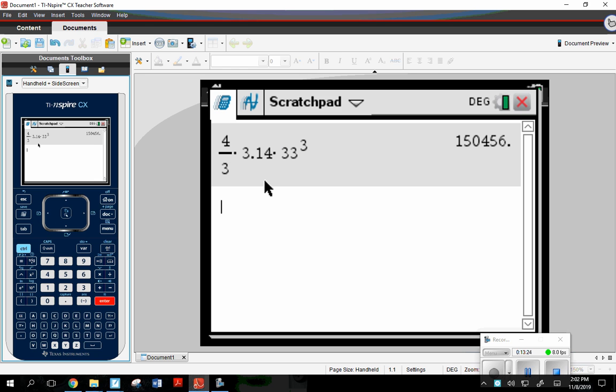Okay, and then we have the 3.14 times, the first one we're going to do is the 33 cubed. So 4/3 pi times the radius cubed. Okay, so I'm going to end up with 150,456 cubic centimeters, and I believe there's a little more to that, but 0.24, so not a lot more.